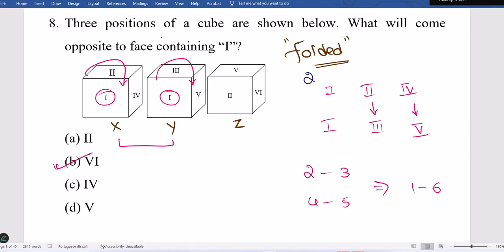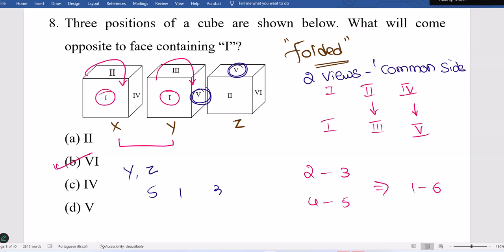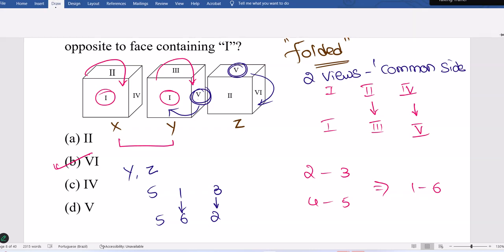Guys, I repeat, we need to take one common side in two different views. Two views, one common side only, then this method is applicable. Sir, I'll apply it for the Y and Z diagram. Yes, you can go for Y and Z. Here you can observe 5 is common. So 5, 1, 3, 5, 6, 2, clockwise. See, 1 and 6 are opposite, 3 and 2 are opposite. Obviously, the remaining two numbers 4 and 5 must be opposite.